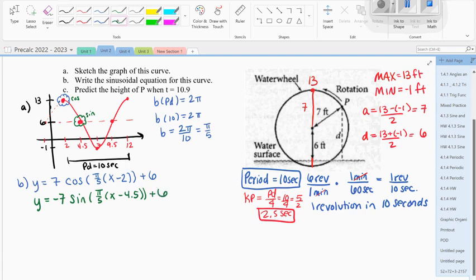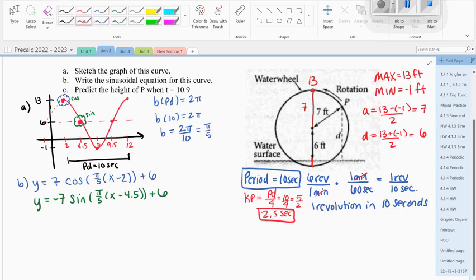If it doesn't ask you for multiple equations, you don't need to write them. I'm just showing you different possible answers that we could have. So those are different possibilities. Of course, there's an infinite number of possibilities because we could keep changing where our phase shift is for a cosine or a sine graph.